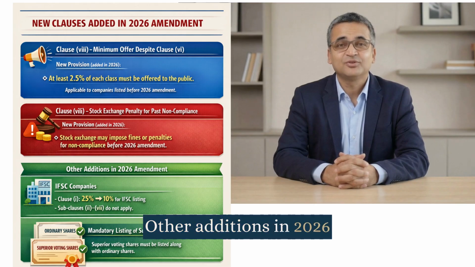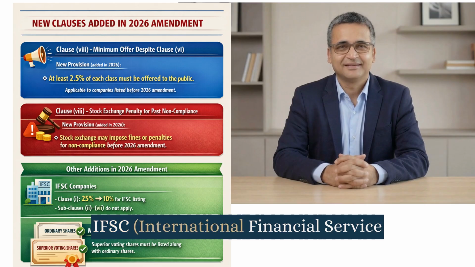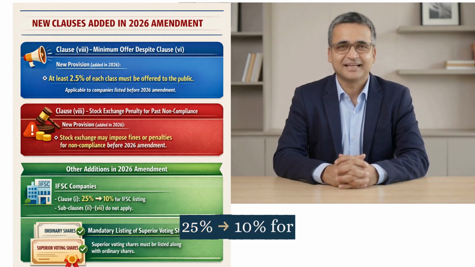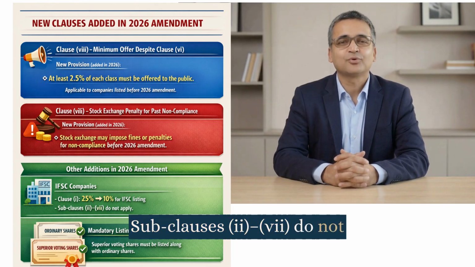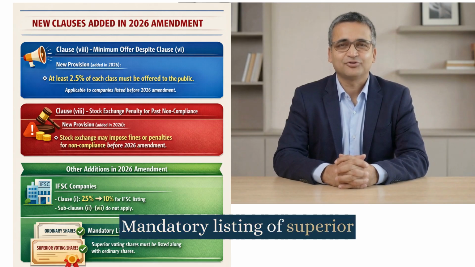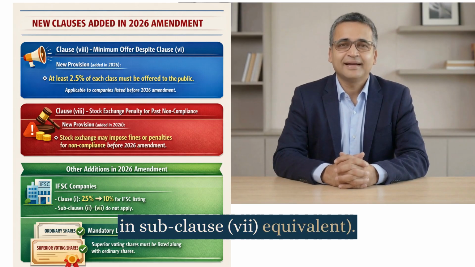Other additions in the 2026 amendment. 1. IFSC, International Financial Service Center companies. Clause 1: 25% to 10% for IFSC listing. Subclauses 2 to 7 do not apply. 2. Mandatory listing of superior voting shares along with ordinary shares, also clarified in subclause 7 equivalent.